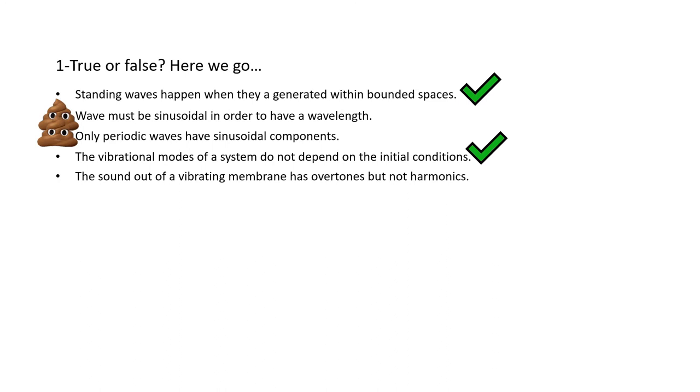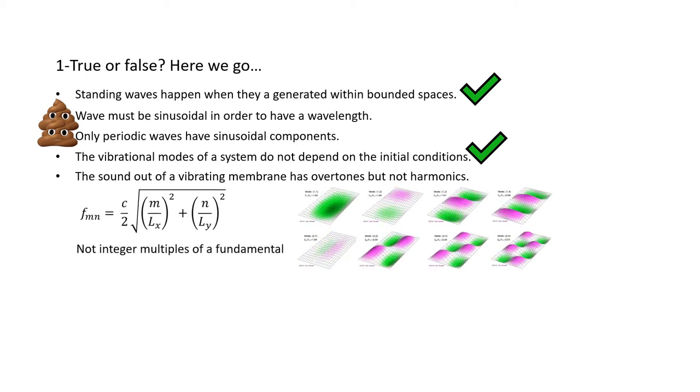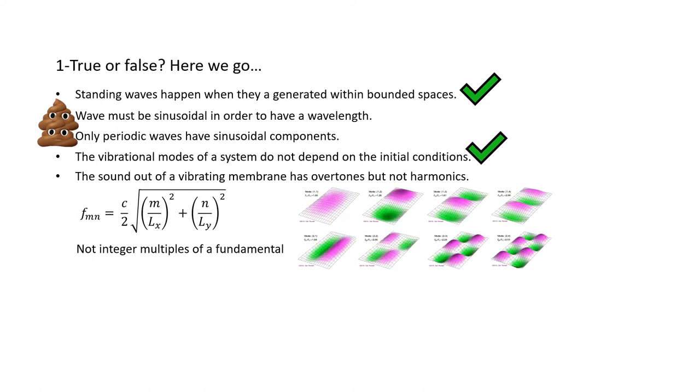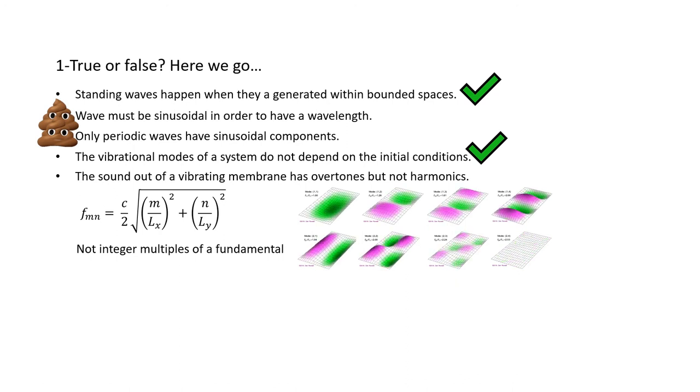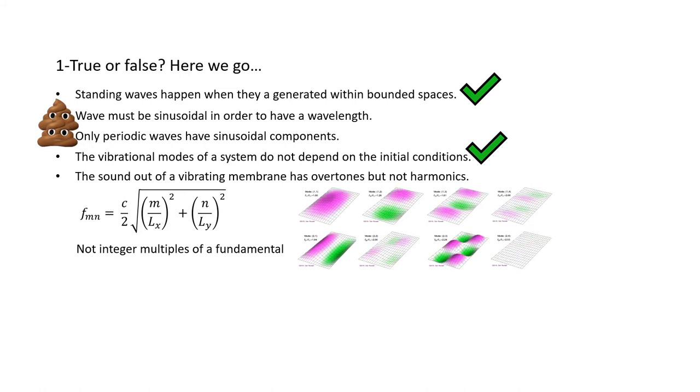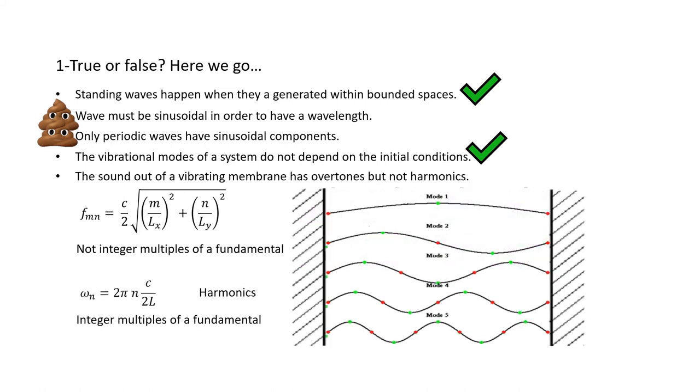The sound of a vibrating membrane has overtones, but not harmonics. The sequence of the frequencies of the vibrational modes of a rectangular membrane is given by this expression. So, most of the overtones are an irrational number of times that of the fundamental. However, in a string fixed at both ends, the overtone frequencies are integer multiples of the fundamental. That makes any standing wave perfectly periodic, and the overtones are then called harmonics. It is true.